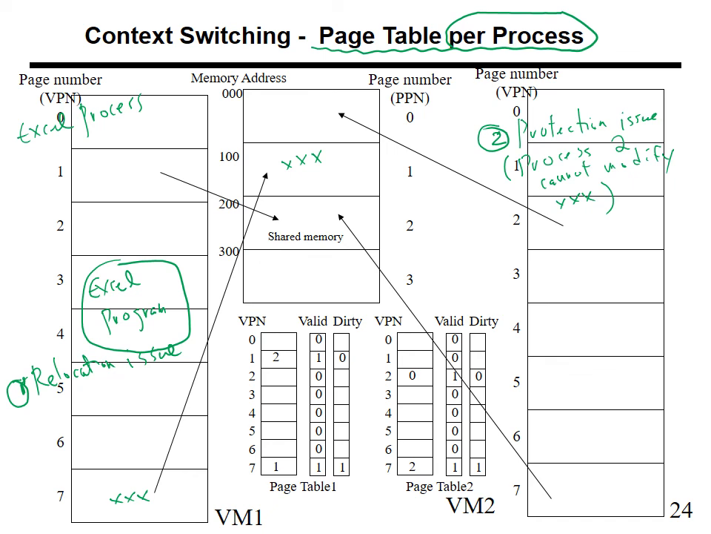On the right-hand side, the protection idea is that you're able to protect one program from the other. For example, in this case, your program is not able to access XXX, which is physical address, page number 1. It belongs to the Excel process, but your program is not able to access this part because it is not mapped to your virtual memory space at all. Thank you.